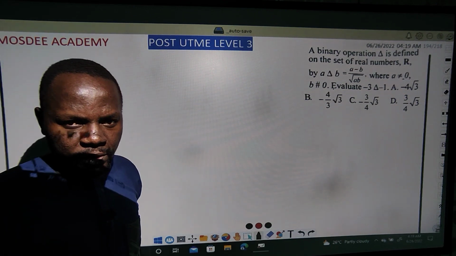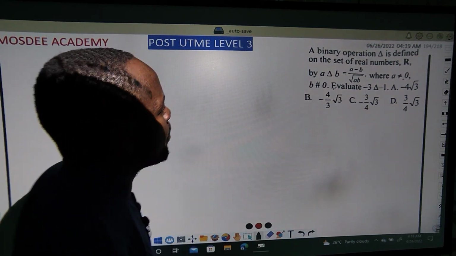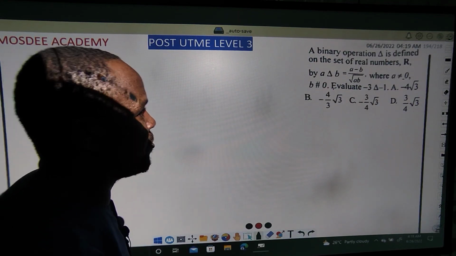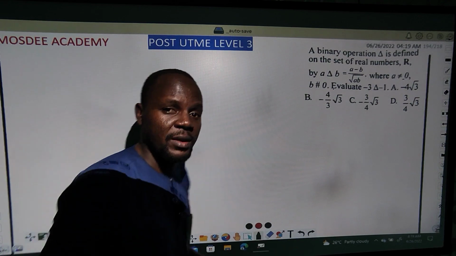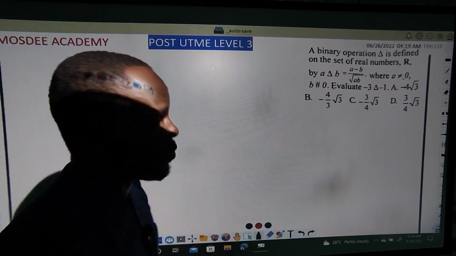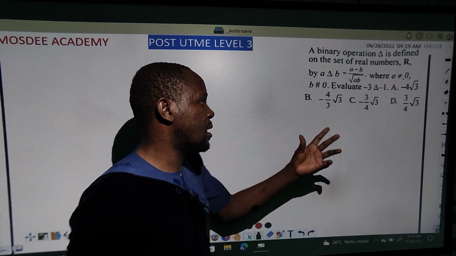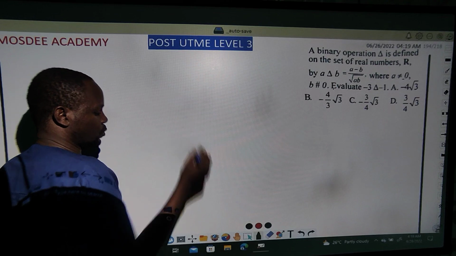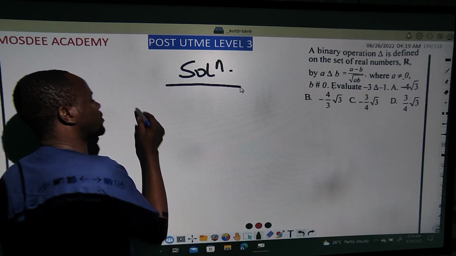Now, the last question, or the main one. A binary operation triangle is defined on the set of real numbers R by A triangle B is equal to A minus B over square root of AB, where A is not equal to 0 and B is also not equal to 0. Evaluate negative 3 triangle negative 1. A direct substitution question is what you pray for every time. Just substitute into the operation.